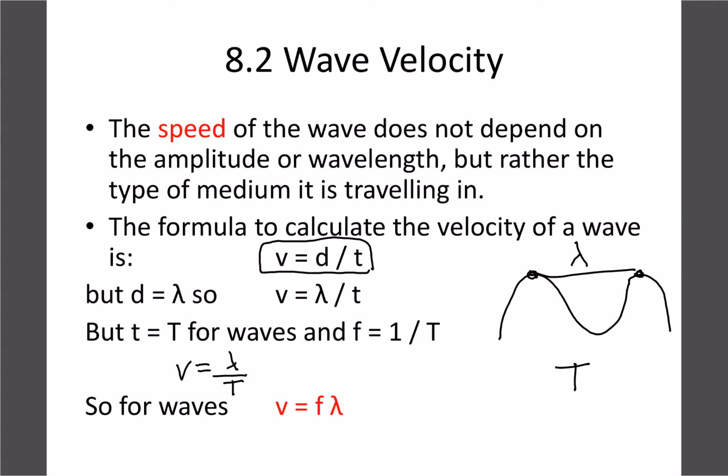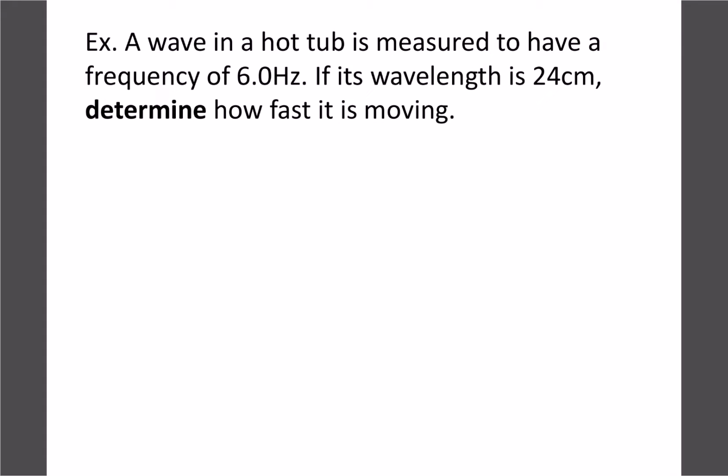And we're also going to use the fact that frequency is 1 over period, and we can rearrange that a little bit and substitute it in, and we end up getting velocity equals frequency times wavelength. So that's our main formula we use for all of waves, and it's really one of our only formulas that we use when we're dealing with this. So let's do a quick example.